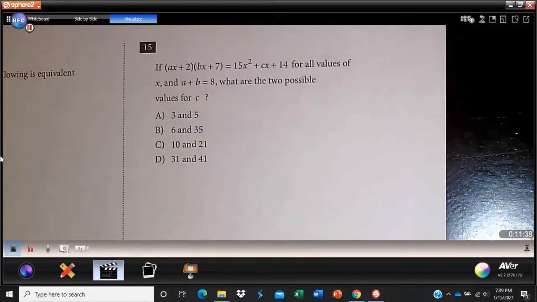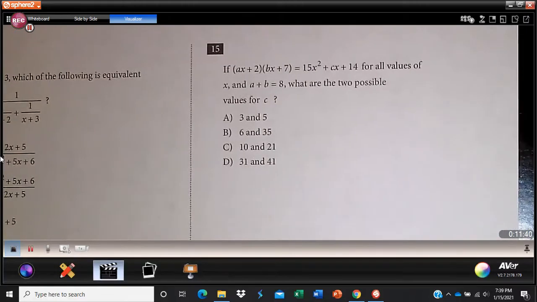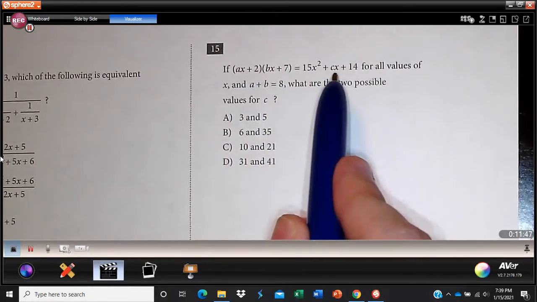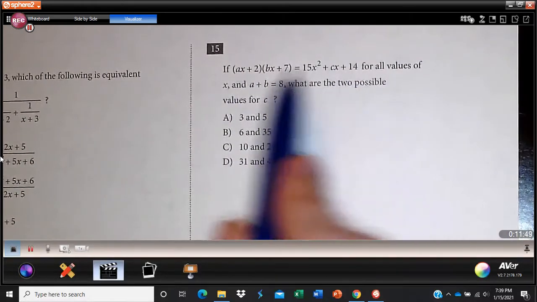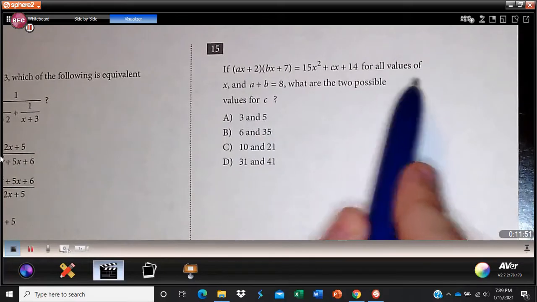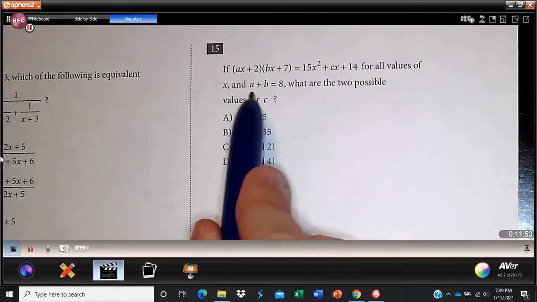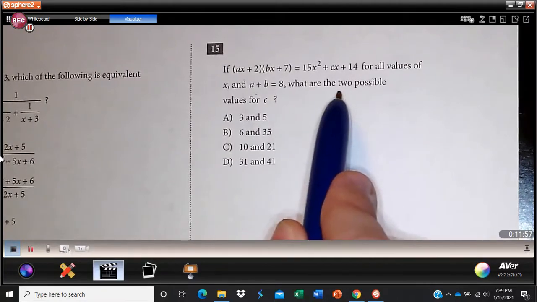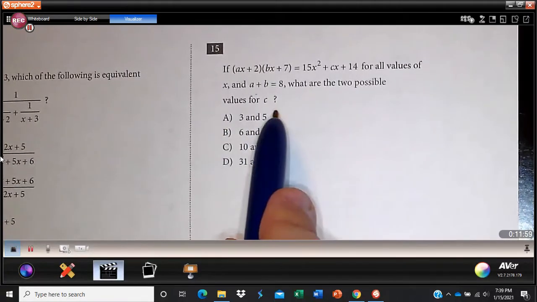So now, last one I'm going to show in this video is 15, and this is the last of the multiple choice section. So let's just finish this up now. Okay, I have an expression on the left side is equal to something on the right side. These are in different formats. For all values of x, and also a plus b is equal to 8. Not sure how that's going to be useful right now. What are the two possible values for c?